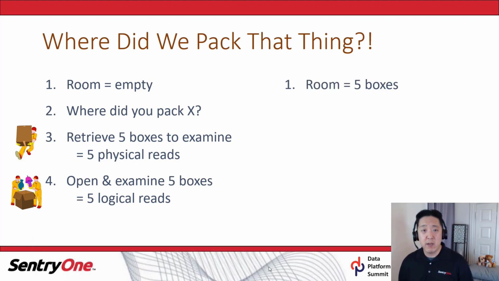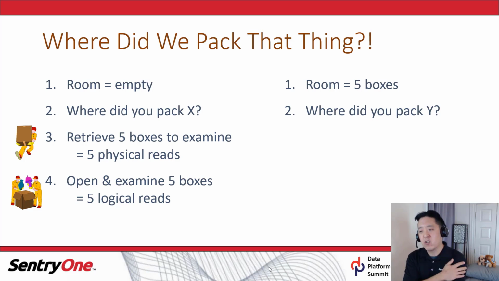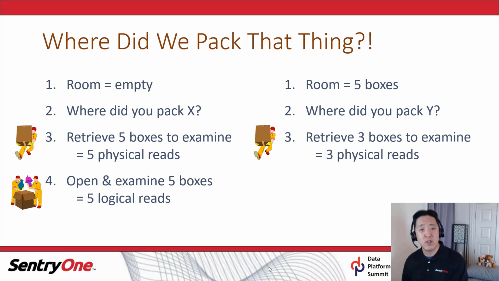So now I'm standing, and eventually I find that thing. So now I'm standing in my room, and I have 5 boxes in here, all the boxes for my home office. But then I realize I need something else, and that something else could either be in the boxes in my home office, or maybe they're also in the boxes for my library. I'm not sure which, so I need to scan both. Well, I already have the boxes for my home office in the room with me. However, my movers must now go back out to the truck to get the boxes for my library, retrieve those. And that's another 3 physical reads.